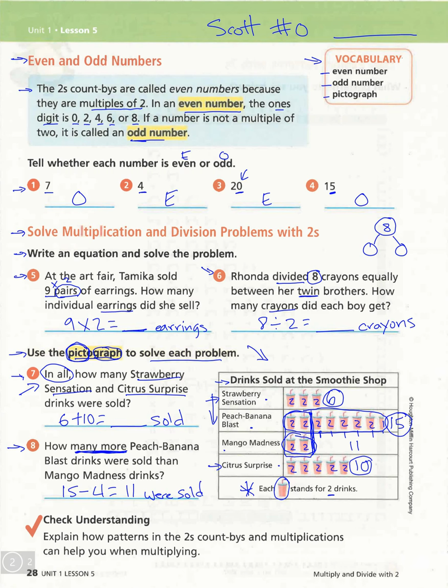All right, so number 5 here, we have that set up, so 9 groups of 2. If we count by 2, and we can use our hands and skip count by 2s: 2, 4, 6, 8, 10, 12, 14, 16, 18. You should have had 18 there. And then on number 6 here, we're looking at what is 8 divided into 2, and we did that up here.